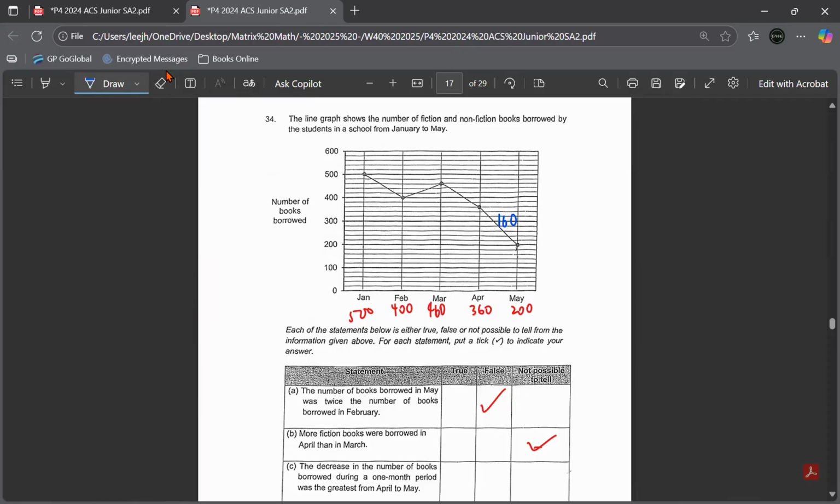Of course, we're looking at decrease. So from January to February is a decrease of 100 only. From March to April is also a decrease of 100. So you see, from April to May, the greatest decrease of 160. So is it from April to May? Yes. So answer is true. Okay.